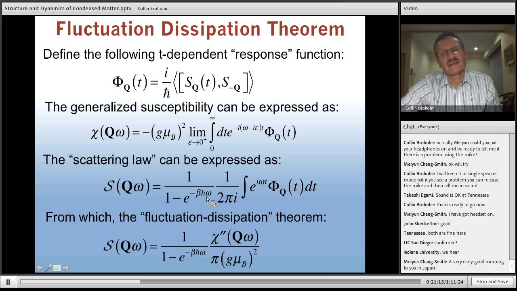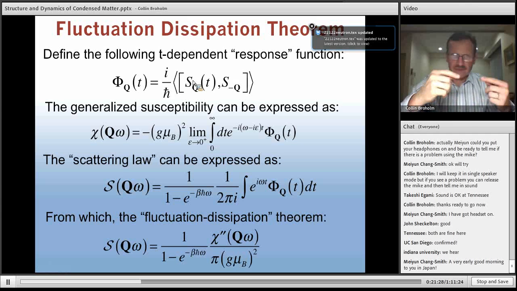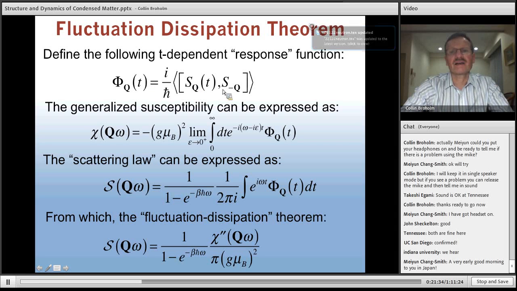And that relates in actually quite a beautiful mathematical development to the fact that S of Q and omega is an expectation value of a 2-point correlation function. And so it relates to the Fourier transform of the 2-point correlation function, but phi of t is actually an expectation value of a commutator. And it's as a result of this commutator that we pick up this factor 1 over 1 minus e to the minus beta h bar omega in front.